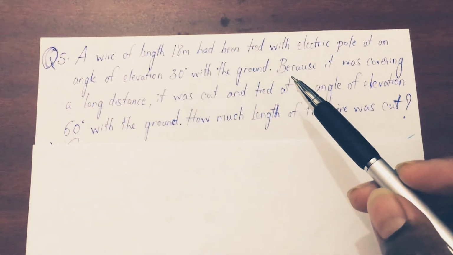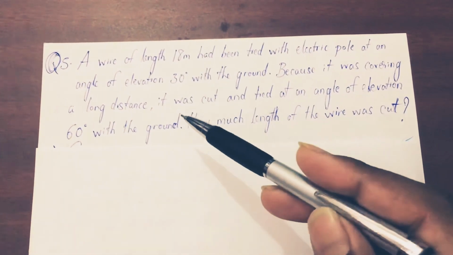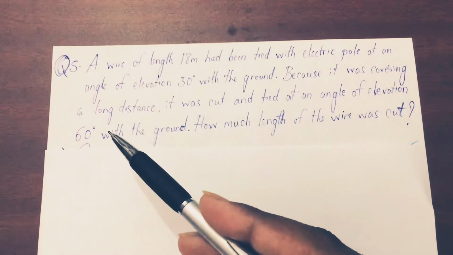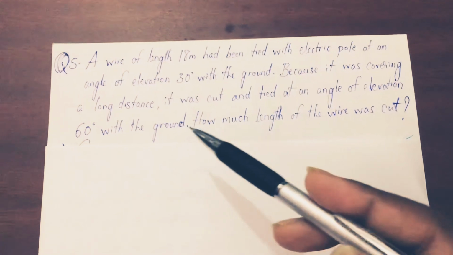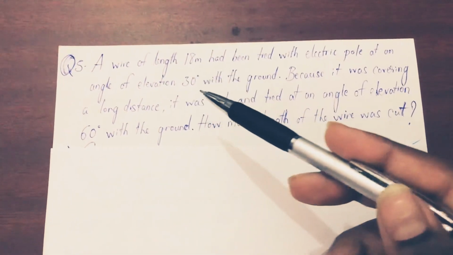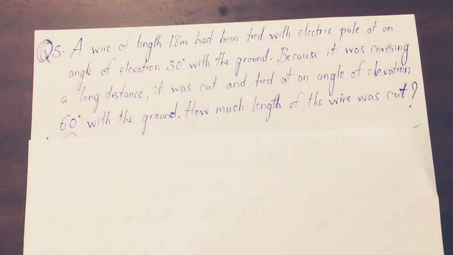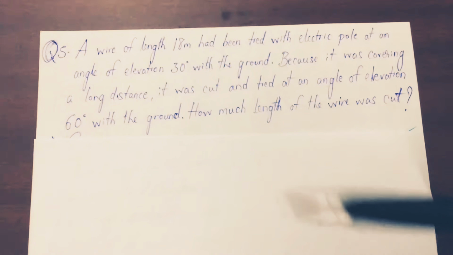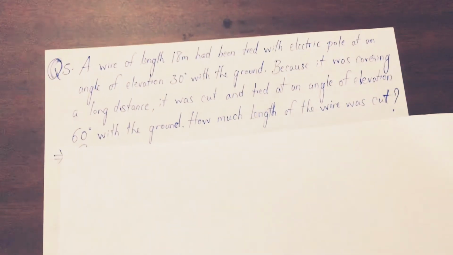And the next statement is, because it was covering a long distance, as it is 18 meters, it was cut and tied at an angle of elevation of 60 degrees with the ground. So how much length of the wire was cut? It clearly mentions that some amount of wire has been cut from this 18 meter wire. So we need to find how much wire has been cut from the initial length.